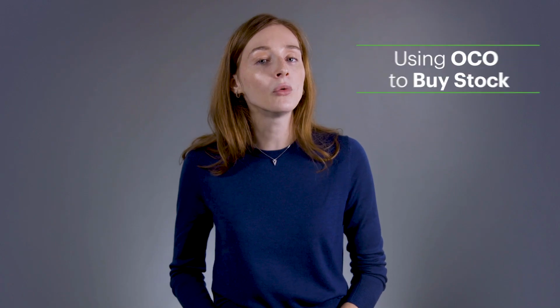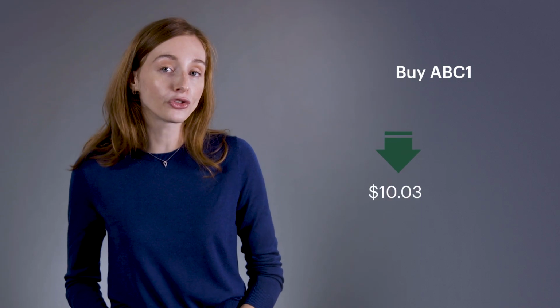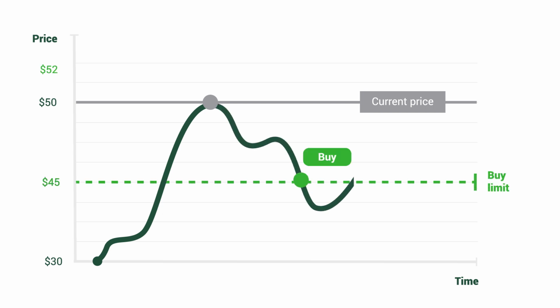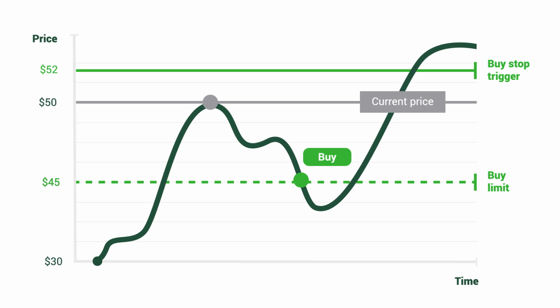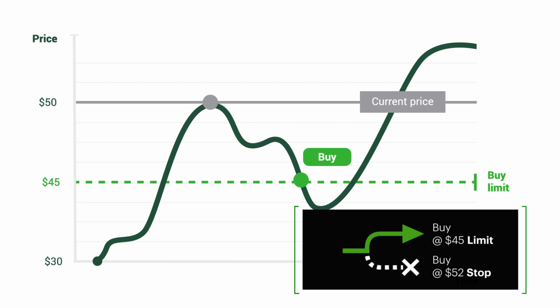Now, what happens if you were to use this type of order to buy stock instead of sell? In this case, you may only want to buy stock if it drops to a certain price or if it rises to a certain price. A stock you're interested in might currently be $50 a share, but you may not want to buy it yet. You may only want to buy it when it drops to $45 a share or rises above $52. This means that in your first order, you set a limit to buy 100 shares at $45, and in your second order, you set a buy on stop at $52. Your buy order will go through once the stock reaches either one of these price points, canceling the other order.